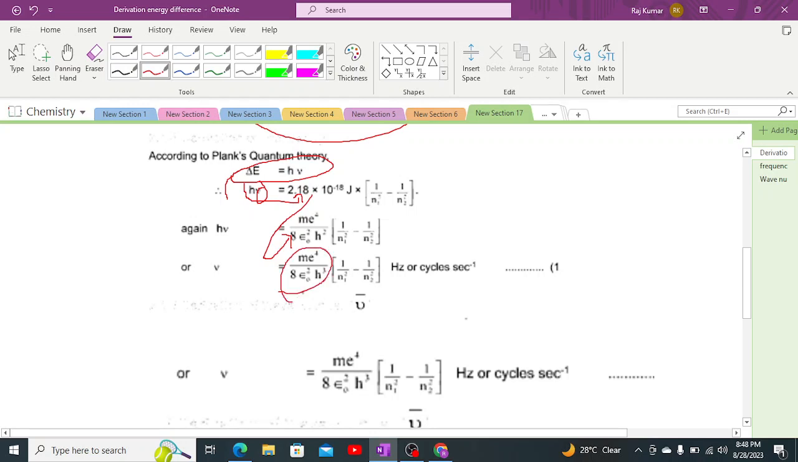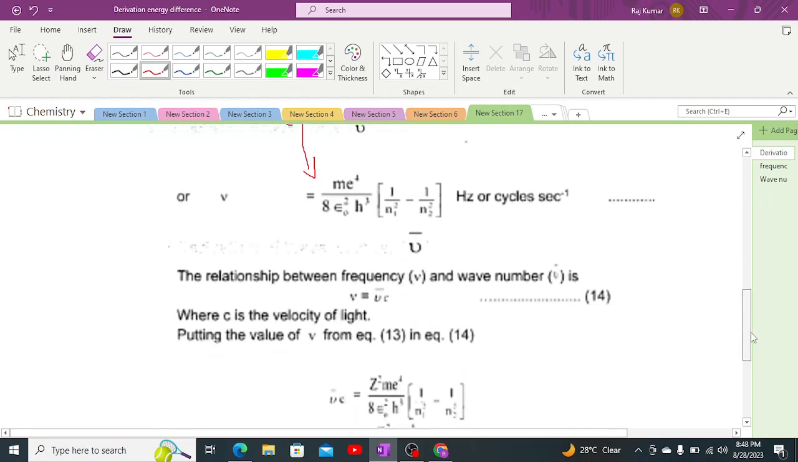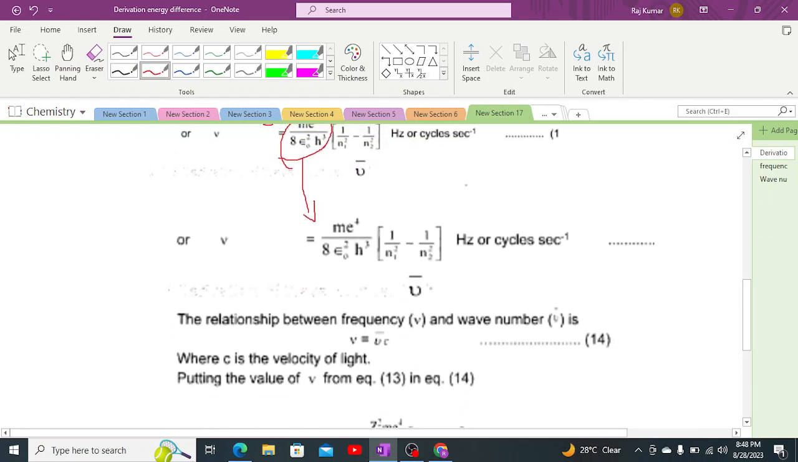This also has a distinct constant value, which is around 3.29 into 10 power 15 per second, second inverse or hertz. So this is known as 3.29 into 10 power 15 hertz, into 1 upon n1 square minus 1 upon n2 square. This is the formula, and its constant value is 3.29 into 10 power 15.